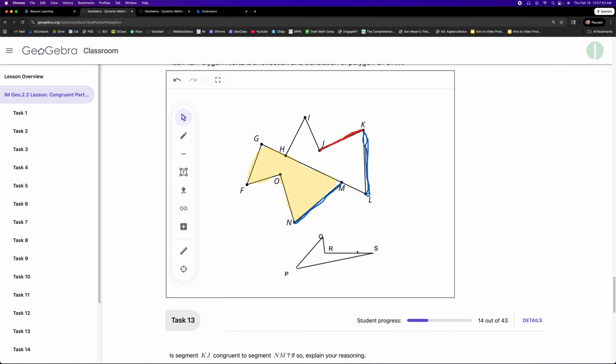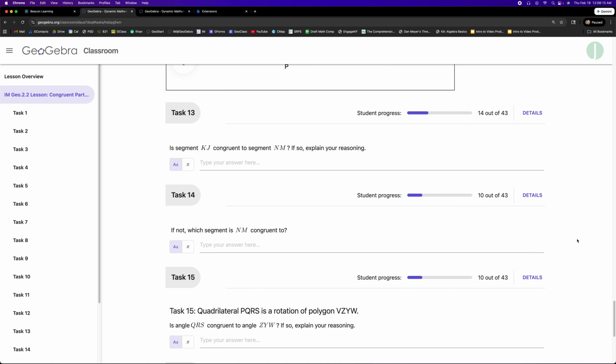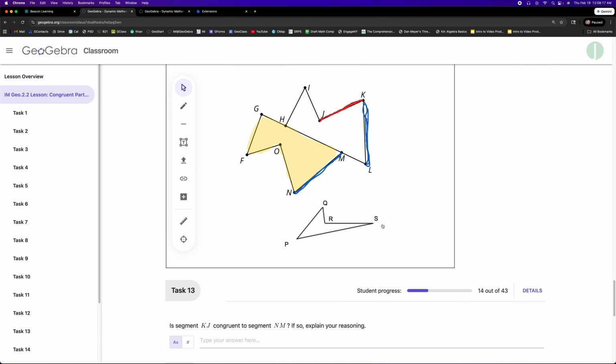Okay, so we have our shape. I know some of these pieces don't quite match, but there we go. PQRS congruent. It's a rotation of polygon VZYW. Should have done it the other way. So it means that it was rotated. So this is not the original. The other one was the original.